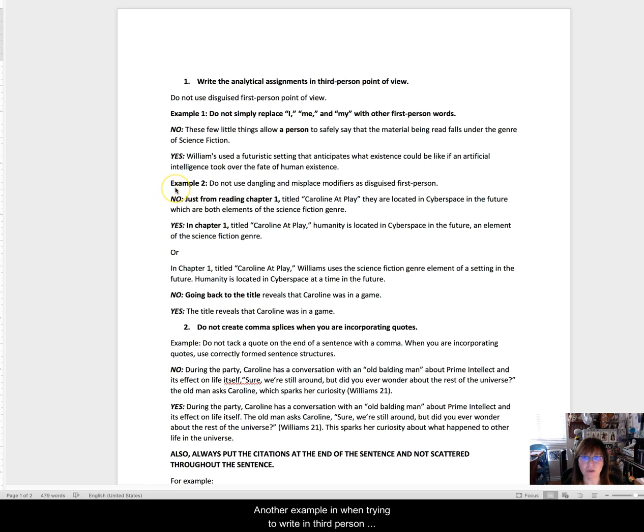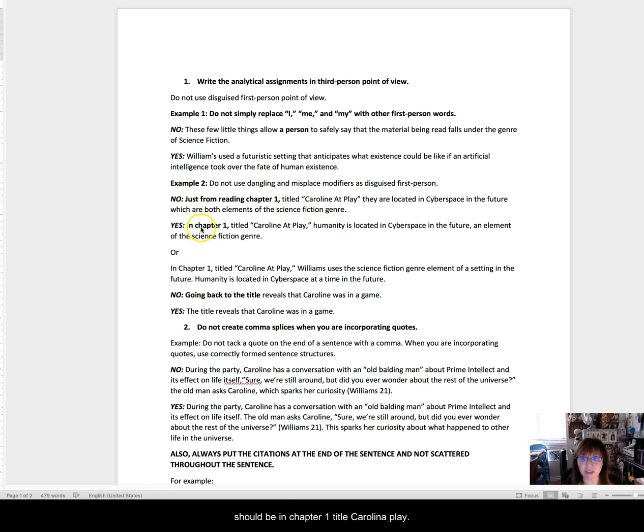Another example when trying to write in third person is that people use dangling and misplaced modifiers as disguised first person. So, for example, "just from reading chapter 1 titled Carolina Play, they are located." First of all, who is doing this reading? It's you, the person who wrote this, but this is disguised first person. This is actually really quite irrelevant to what it is that you need to write in academic writing. And who are they? Very confused by that. So this is extremely vague.